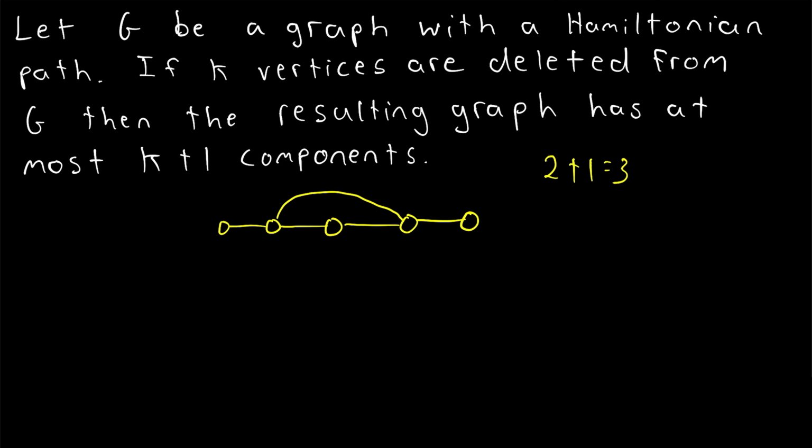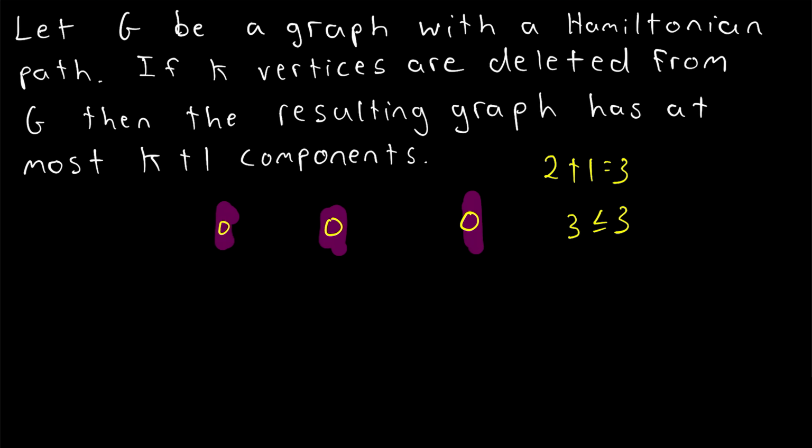Let's give it a try. Suppose we delete this vertex here, and of course its incident edges, and then this vertex right here. What are we left with? Well, we've got 1, 2, 3 components, and of course 3 is less than or equal to 3, so the result checks out. So hopefully that gives you a better feeling of what this result is stating if you weren't totally sure. With that said, let's actually prove it.